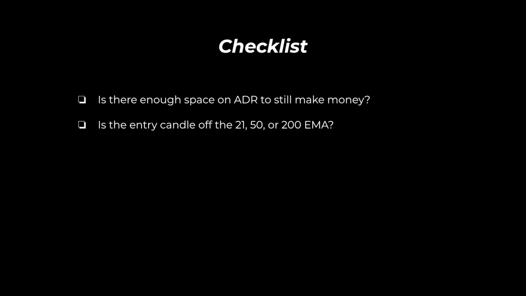And is the Asian range valid? If so, you want to keep moving down the checklist. Ask yourself, is there enough space on ADR? And is this entry candle off a solid EMA, not the 8? It's got to come off the 21, the 50, or the 200. So if you've got space on ADR, it's coming off a solid candle.